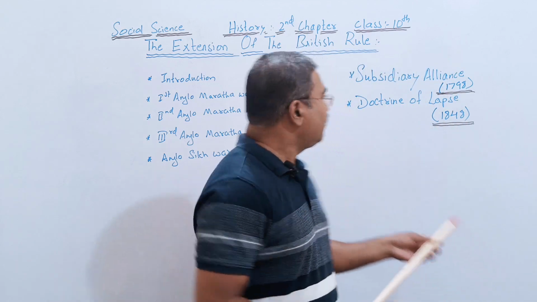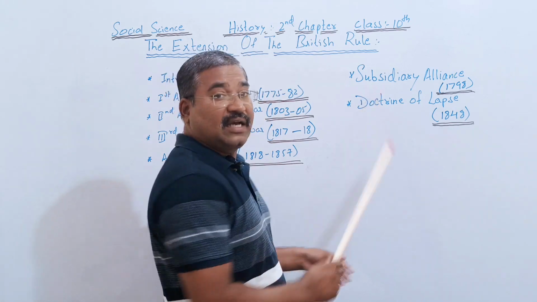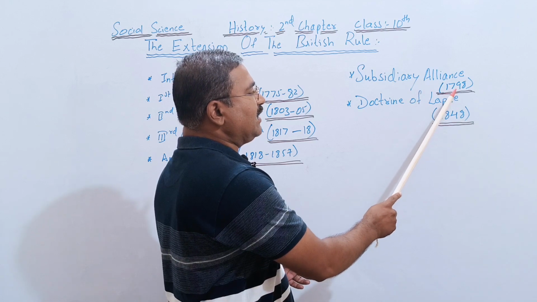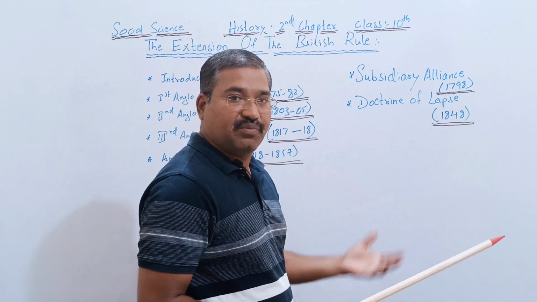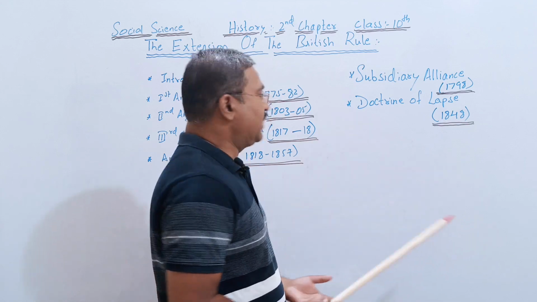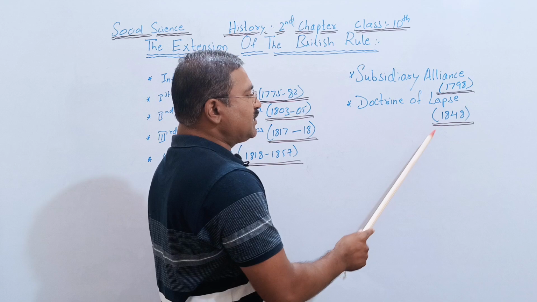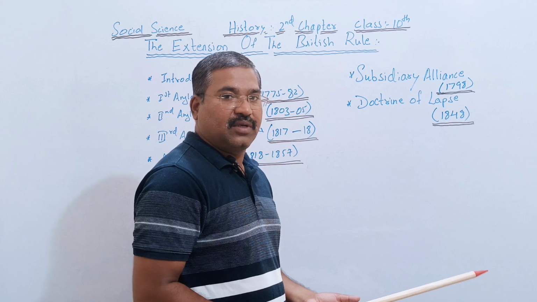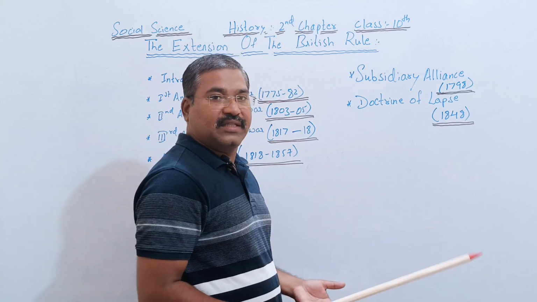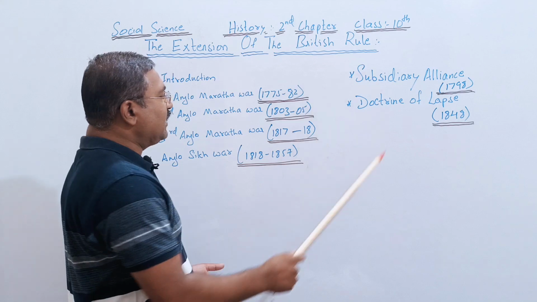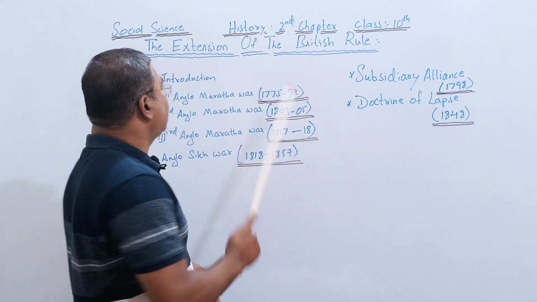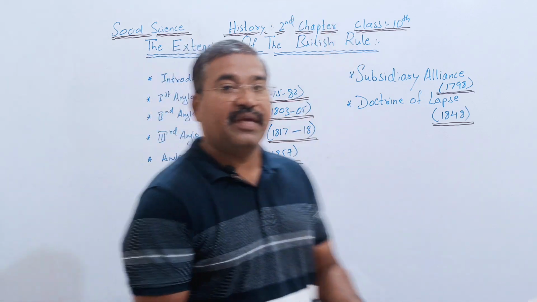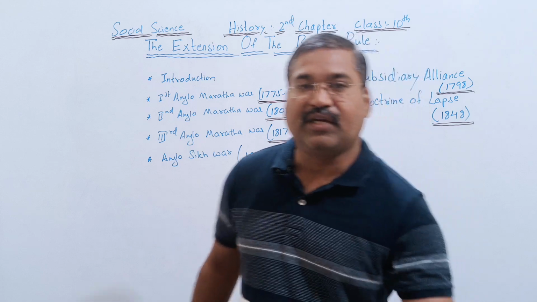Further in this chapter we are going to learn about the cunning policies of the British: the Subsidiary Alliance of 1798, who introduced it and what it means, we are going to explore. The Doctrine of Lapse in the year 1848, and how it affected our native rulers, we are also going to study. So this is all the content in this chapter called Extension of the British Rule. Let us begin this topic with the introduction part.